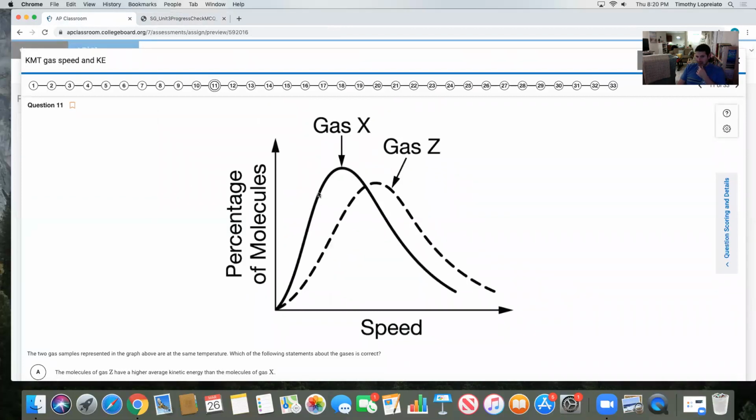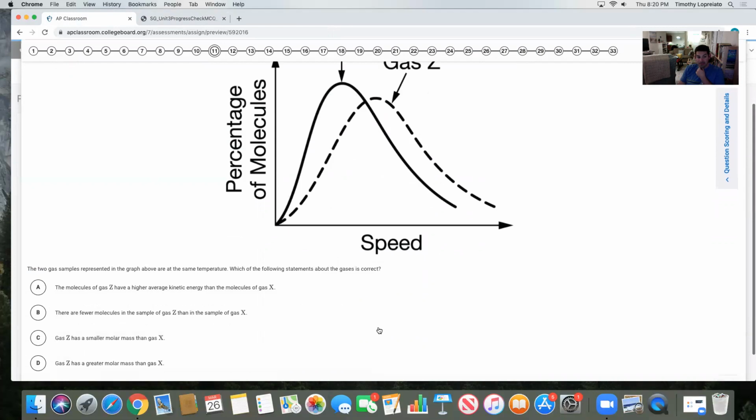Oh, look at that. Here is our Maxwell-Boltzmann distribution. All right, so we got gas X and we got gas Z. Solid line, dashed line, percentage of molecules and their speed. All right, so it looks like more of gas X molecules are at a slower speed than gas Z. The two gas samples represented in the graph above are at the same temperature. Which of the following statements about the gases is correct?